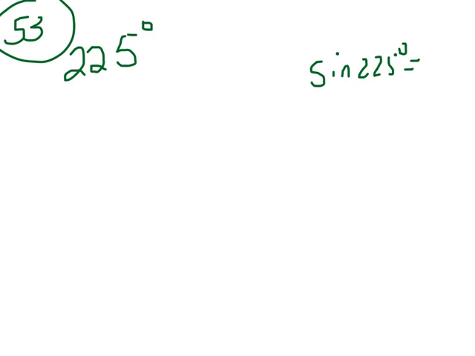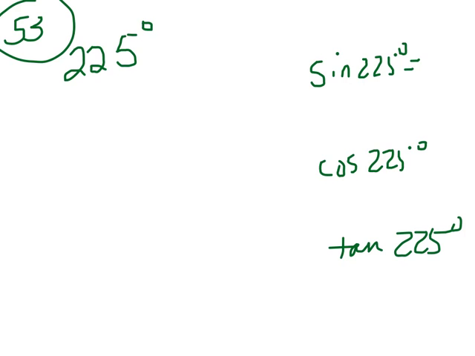Okay, 53 is 225 degrees. And the instructions say evaluate the sine, cosine, and tangent of the angle without using a calculator. So I'm going to come over here and say sine at 225 degrees, cosine at 225 degrees, and tangent of 225 degrees. Okay, so now basically what I need to do here is figure out where this angle is.